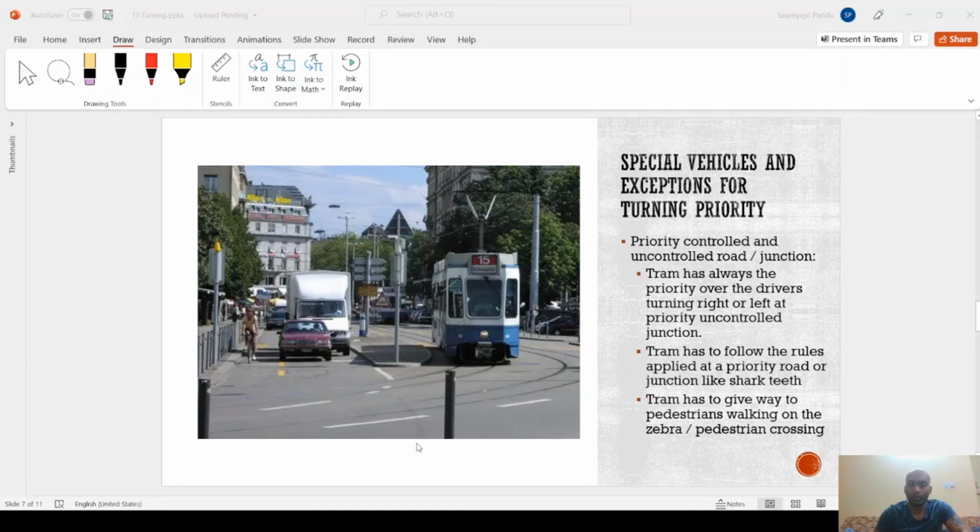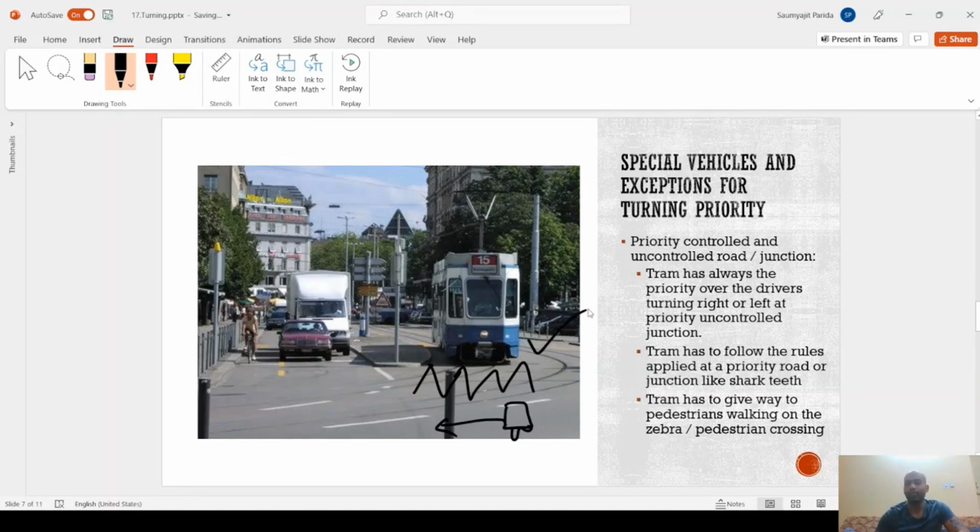If suppose this is a tram and this is car 2, then the tram has priority over the vehicle on the right. It will always have priority. That's why it's called a special vehicle. The tram has to follow the rules of the applied priority road or junction, like shark teeth. If there are shark teeth here on the road and there is another vehicle going in this direction, then whichever vehicle is on the right has to be given priority by the tram.